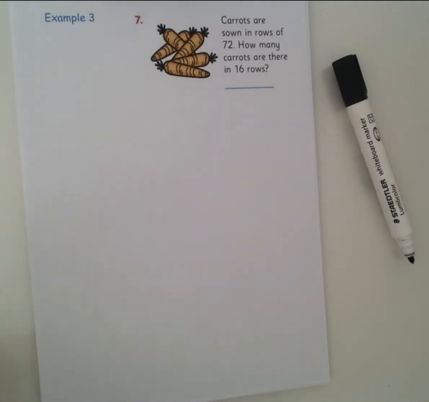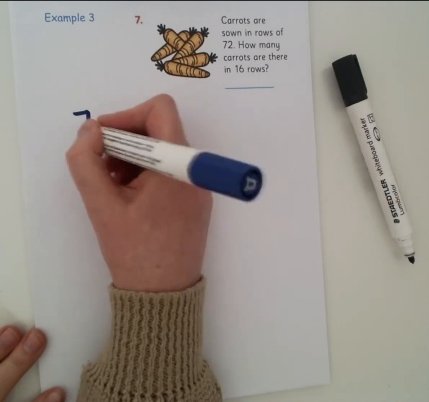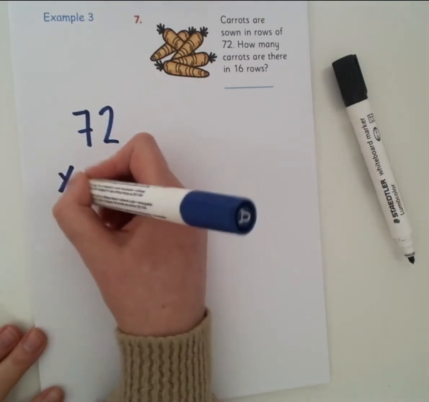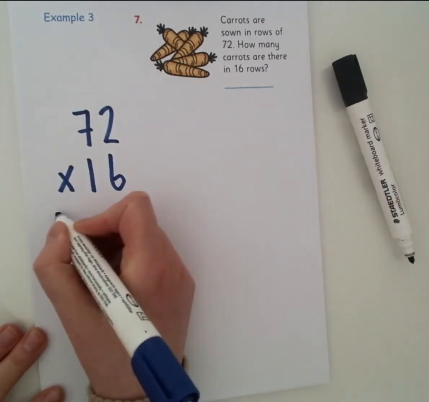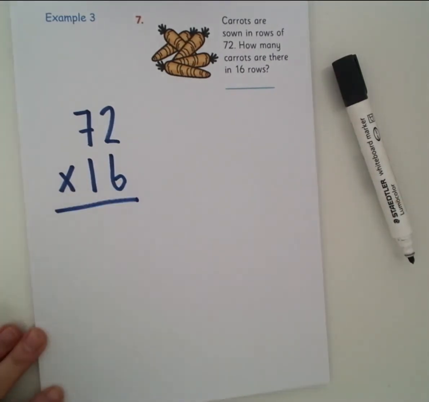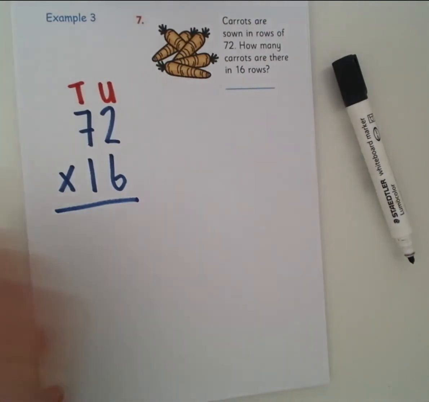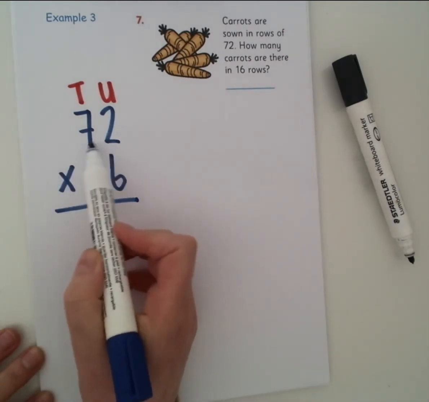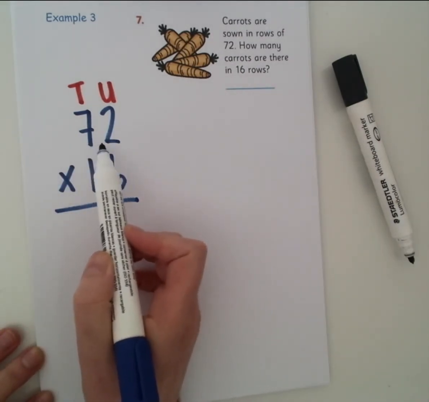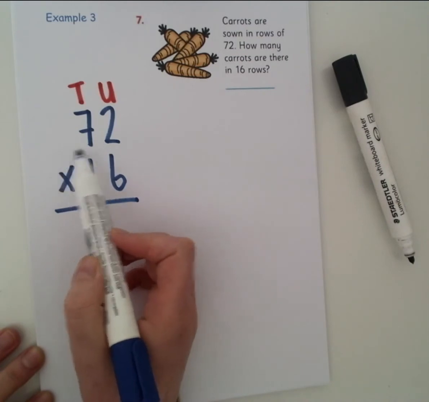Okay, so now I am multiplying 72 by 16. So I set my sum up for vertical multiplication. So I have 2 units here and 7 tens here. Now I am multiplying by a 2-digit number, so I want to make an estimate first. So first of all, I have to round 72 to the nearest 10. So this is either going to be 70 or 80.